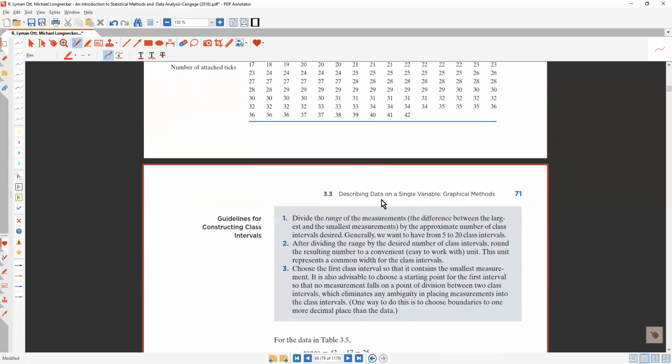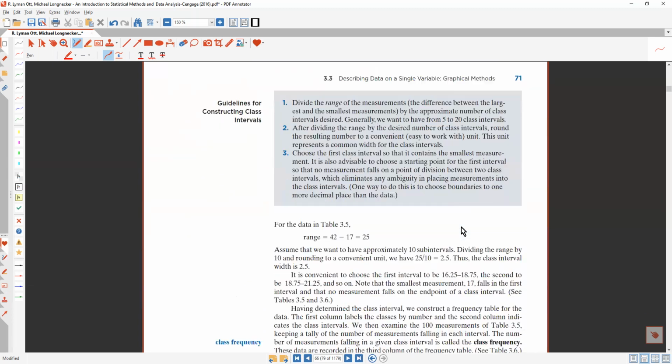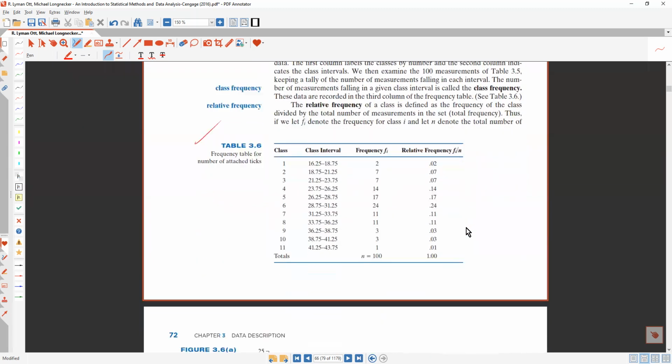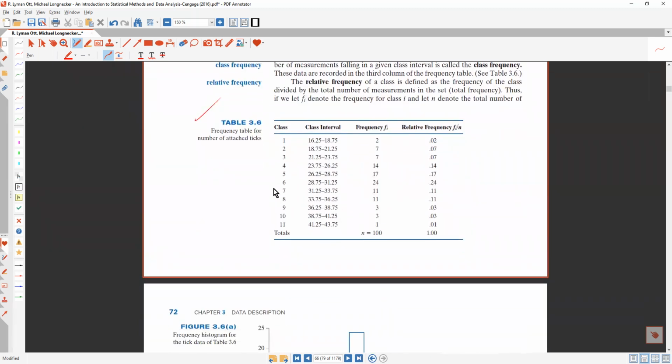Okay, so let's produce some frequency data. So here's a frequency table for number of attached ticks in the book. Here's class 1, 2, etc. And here's the interval information.